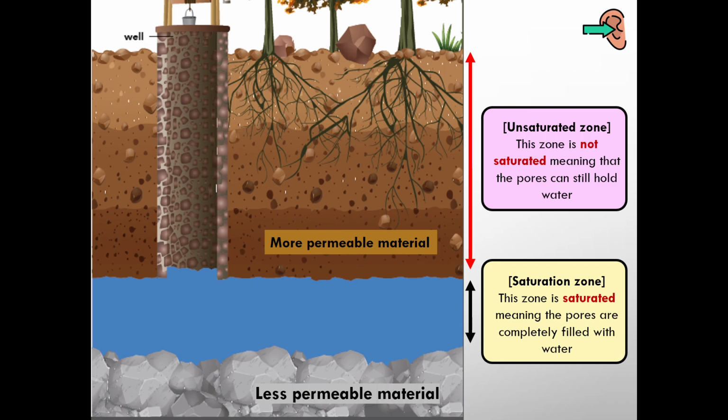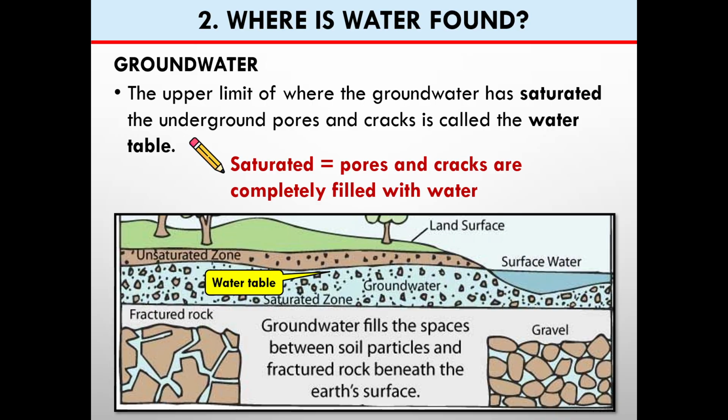It means that the pores can still hold water. All right, so there are two terms that you need to know here. Saturation zone is one, unsaturated zone is another one that you need to know. Saturation, completely filled with water. Unsaturated means that it can still hold water. All right, so next up on your slide, you notice that the upper limit of where groundwater has saturated the underground pores and cracks is called the water table. So I need you to write down the meaning of saturated here, and then we'll talk about the water table in much more depth. All right, so let's take a look at this diagram to help you understand.